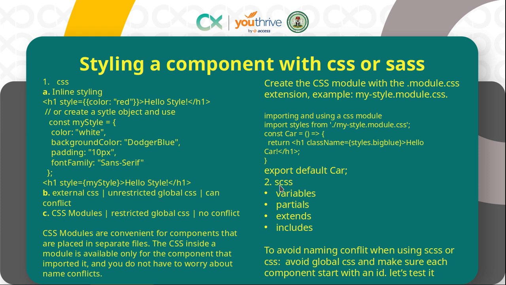SCSS is a later version of SASS. SASS stands for Systematic Awesome Style Sheet. There are some advantages that SASS gives us when we are writing CSS. For example, we can nest our CSS, we can use variables, we can use functions. So it's a very advanced library for CSS. Actually, SASS is a preprocessor for CSS.